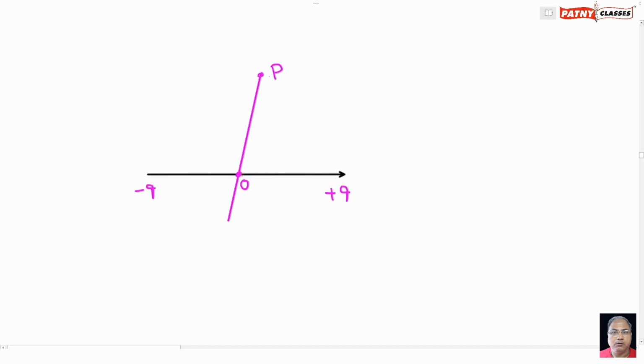Now join O and P, and the angle between the dipole and the line OP is theta. Call this point A, and the other end of the dipole is point B. Let distance OP equal r. Therefore the polar coordinates of point P become r comma theta.